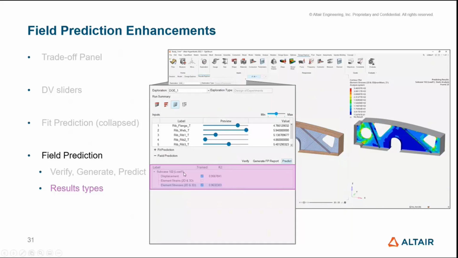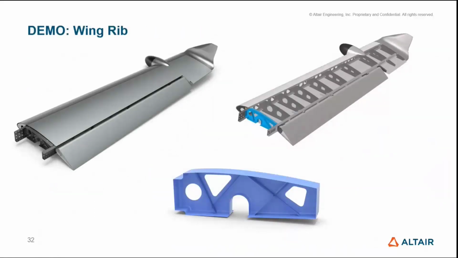But now we've enhanced this GUI to show you all the different result types that are available, and then you can train. By default, we'll train displacements as in the past when you generate the report, but you can train additional results as needed on demand. Okay, so let's do a quick demo of that.